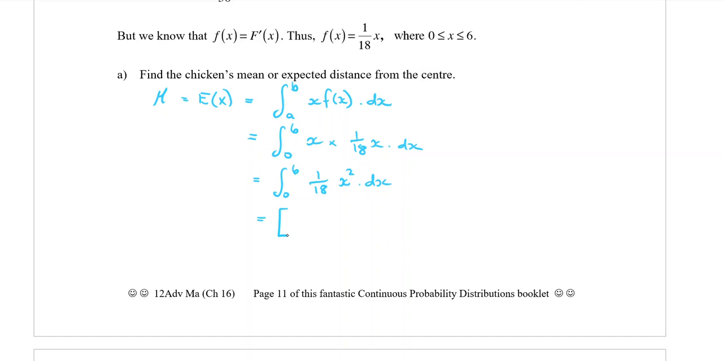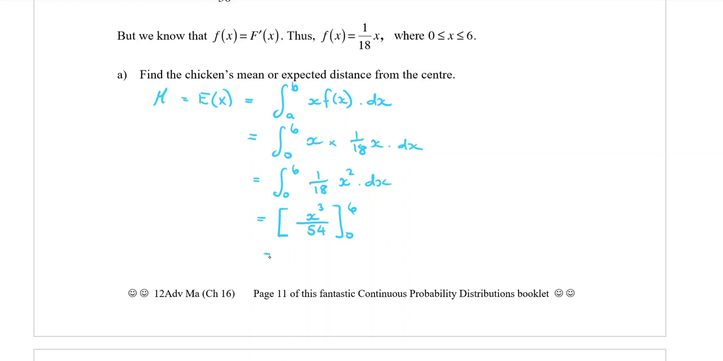Adding 1 to the power would make x to the power of 3. The 18 is on the bottom and I have to times that by another 3, because the power usually goes to the bottom as well. So 18 times 3 is 54, between 0 and 6.